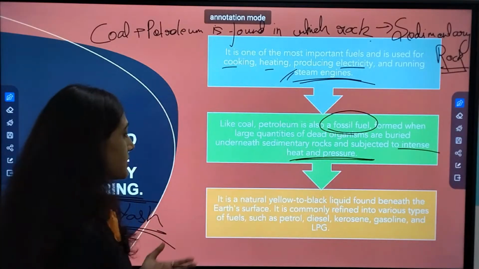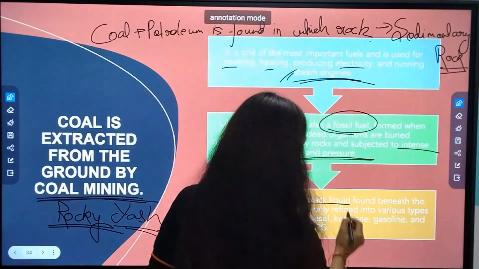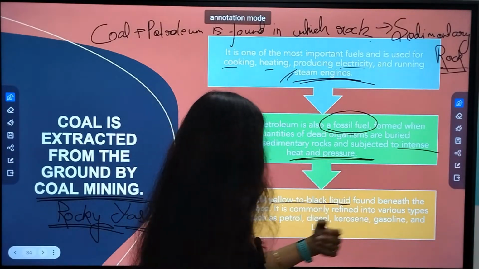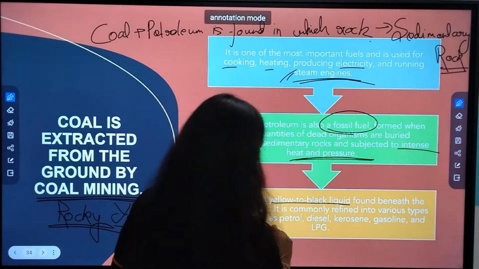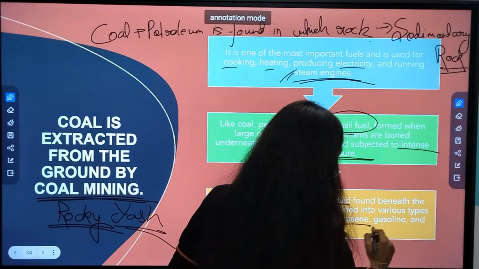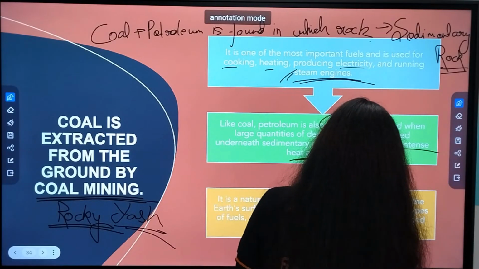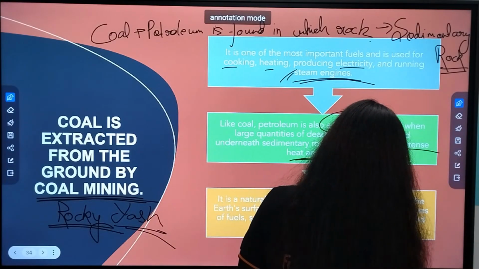It is a natural yellow to black liquid found beneath the Earth's surface. It is commonly refined into various types of fuel such as petrol, diesel, kerosene, gasoline, and even LPG, which is used in your gas cylinder.